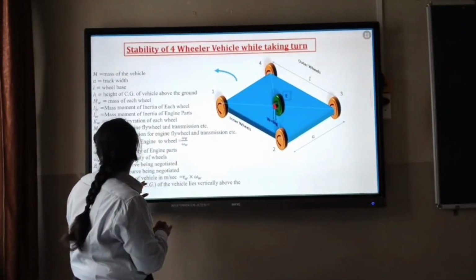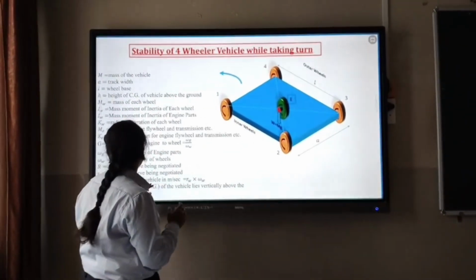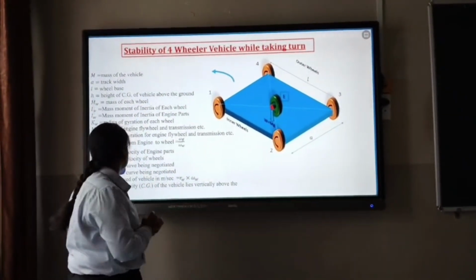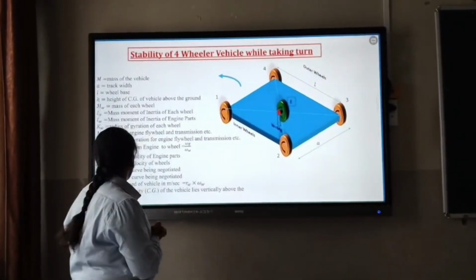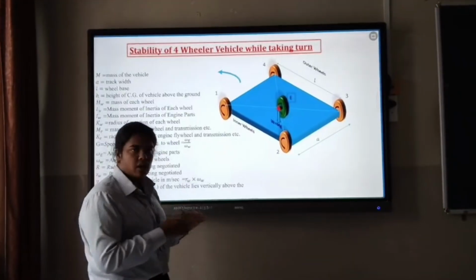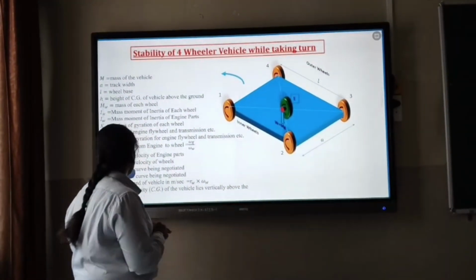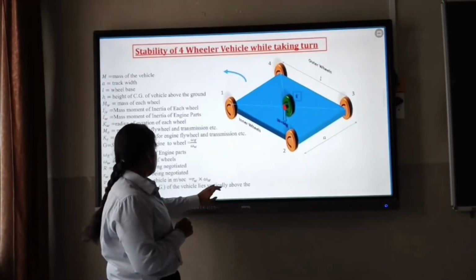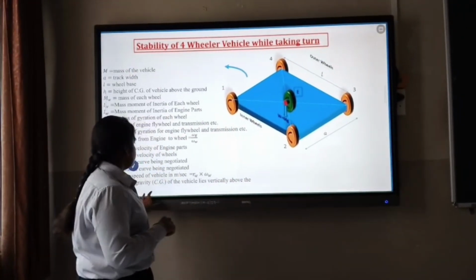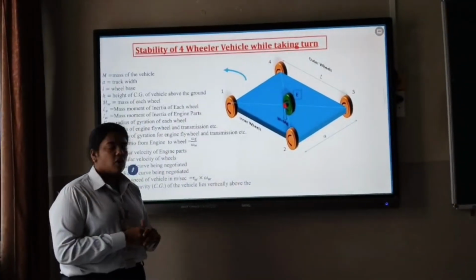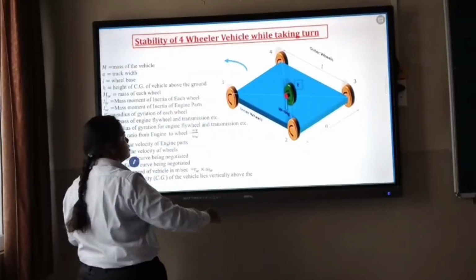ME is the mass of the engine and flywheels. Omega E is the angular velocity of the engine rotating parts. Omega W is the angular velocity of the wheel. R is the radius of curvature being navigated. V is the linear velocity in meters per second, that is RW into omega W. The center of gravity of the vehicle is vertically above the ground surface.